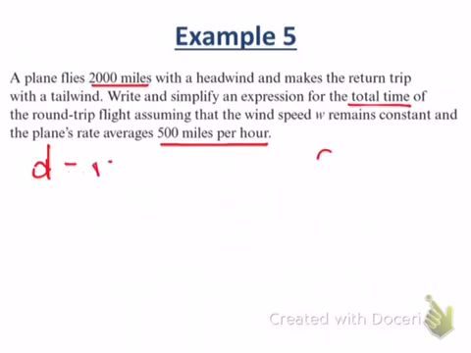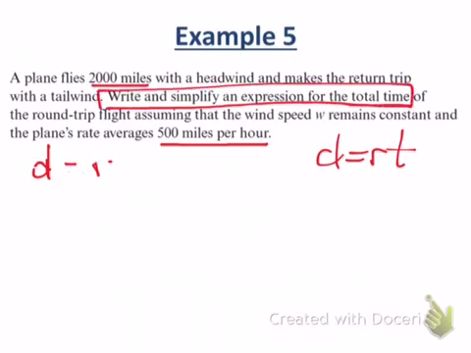And my iPad's messing up here. Distance equals rate times time. But this says to write an expression for the time. So if I'm going to do that, I need to solve this for time. How do you solve this equation for time? You divide both sides by r. So distance divided by rate is equal to time.